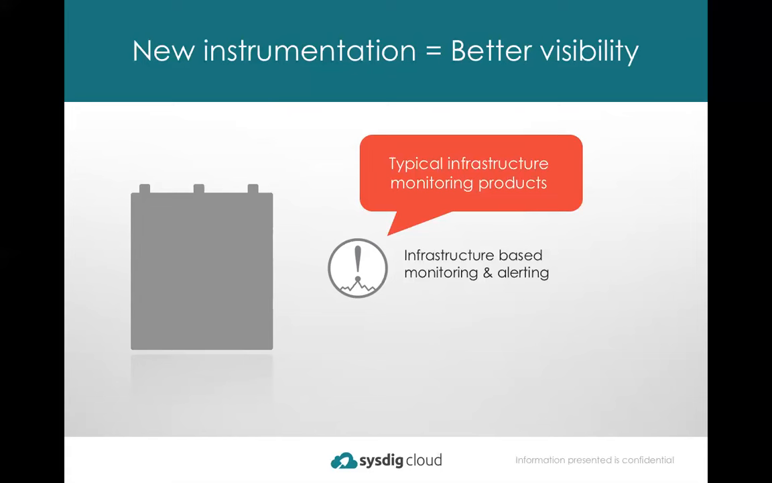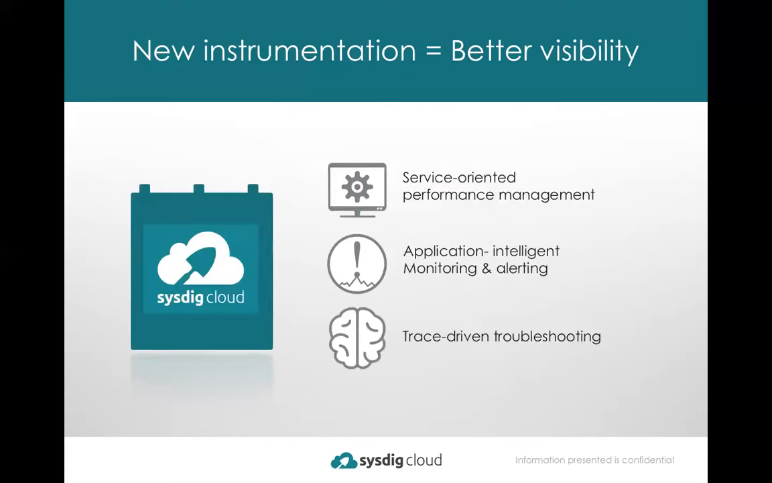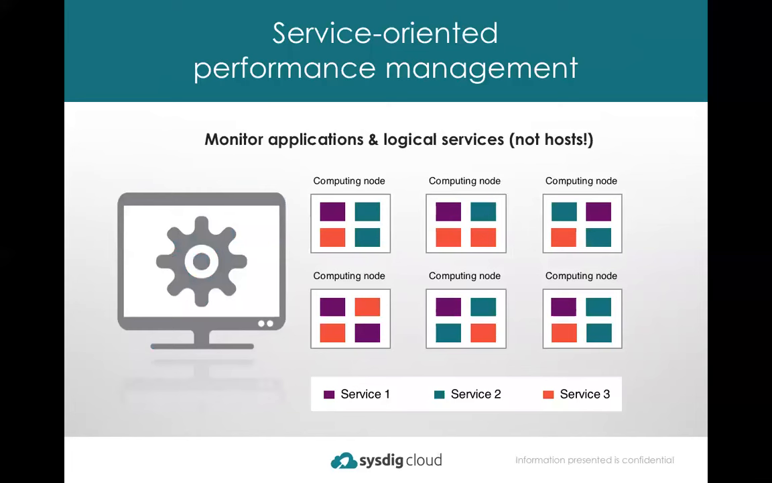How is your application performing? Who's communicating to whom? What's the user experiencing? And based on this new instrumentation model, Sysdig can actually tell you a lot more. And we break it down into three categories here: service-oriented performance management, application intelligent monitoring, and trace-driven troubleshooting. So I'm going to walk through each of these in just a little bit of detail. First of all, service-oriented performance management.